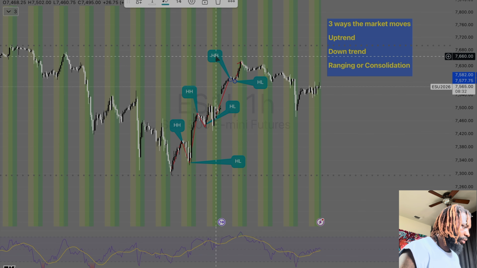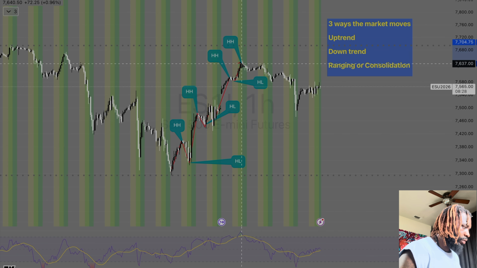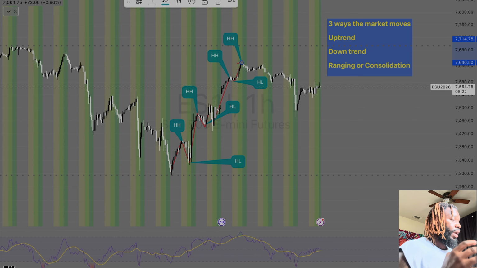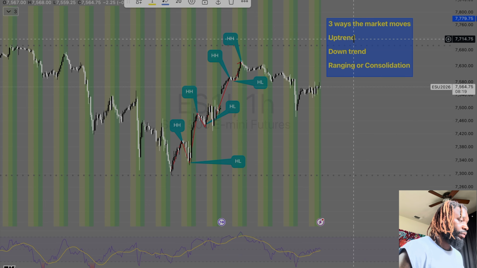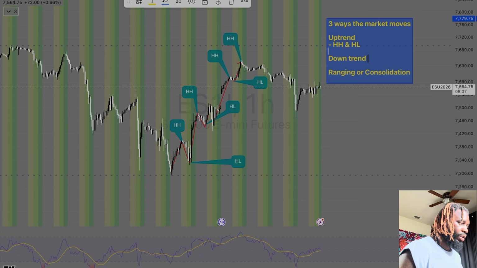Made a higher low. And then finally, another higher high. Cool. So y'all get it. So an uptrend is made of higher highs and higher lows. So what do you think the downtrend is going to be made of?